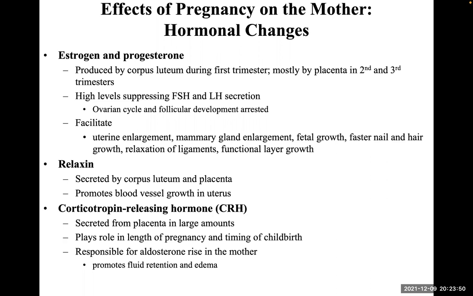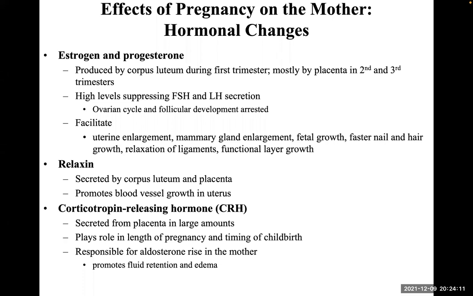Relaxin was given the name relaxin because it was thought initially to be the hormone associated with relaxation of the ligaments. We now know that that's progesterone. Relaxin is also secreted by the placenta, and by the corpus luteum before the placenta. And what this hormone does is it promotes blood vessel growth in the uterus.